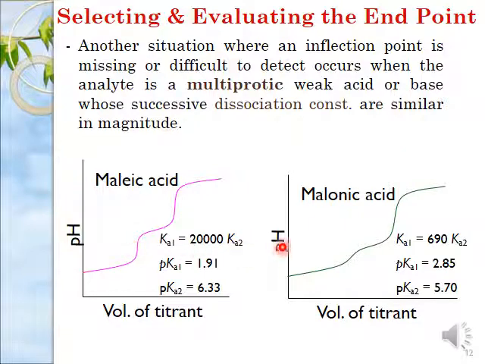Here is another example of a polyprotic acid, which is malonic acid. We can see that the first inflection point is not really visible here. The difference between these two is that Ka1 is 690 times larger than Ka2, and this is the value of pKa1 and pKa2.